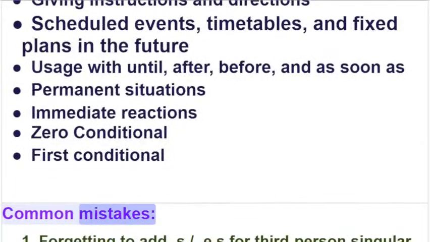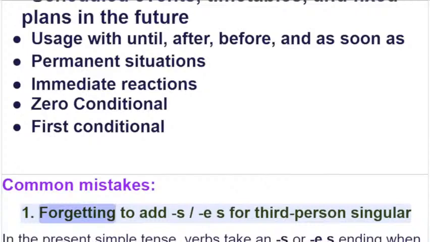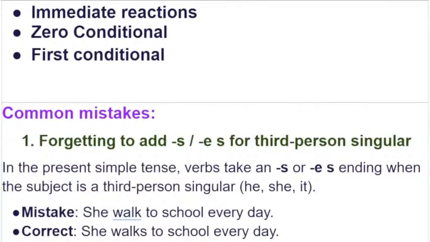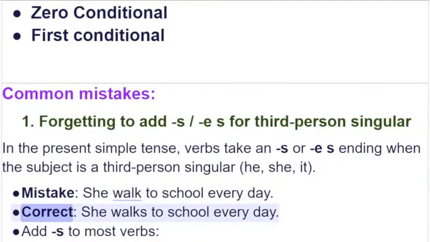Common mistakes. 1. Forgetting to add s or es for third person singular. In the present simple tense, verbs take an s or es ending when the subject is a third person singular: he, she, it. Mistake: She walked to school every day. Correct: She walks to school every day.